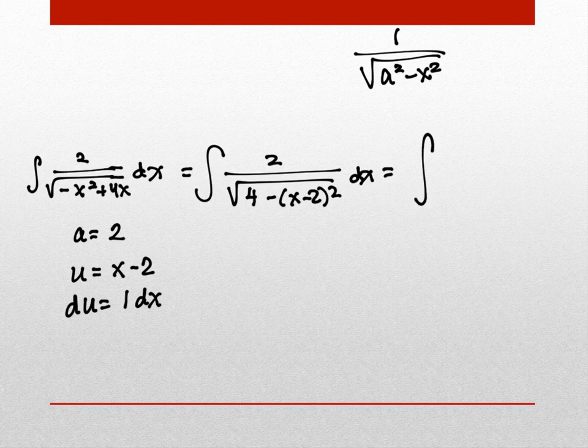The 2 that's on the top will just stay a 2. Or if you don't want it on the top, you can put it in front of the integration symbol. I often like to put mine out here, just pull the 2 out. I'm just going to leave it where it is, though. There's no reason I have to pull it out. The part on the bottom now is the square root of 2 squared minus u squared.